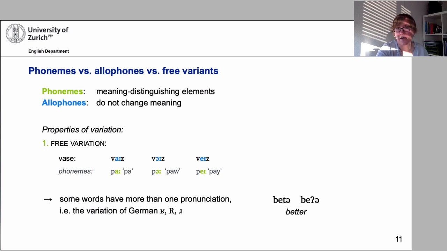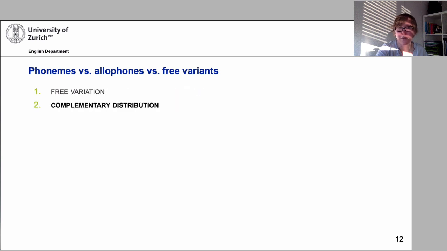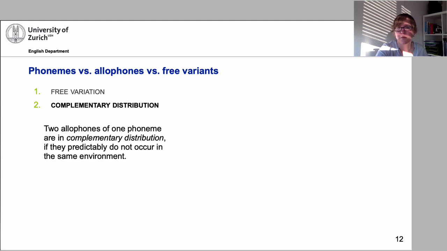So what do we mean by being predictable in the phonetic environment is the following. When we talk about complementary distribution, we define an allophone as follows. Two allophones of one phoneme are in complementary distribution if they predictably do not occur in the same environment. Okay, so we can make statements about it. We can predict where one occurs and not the other.